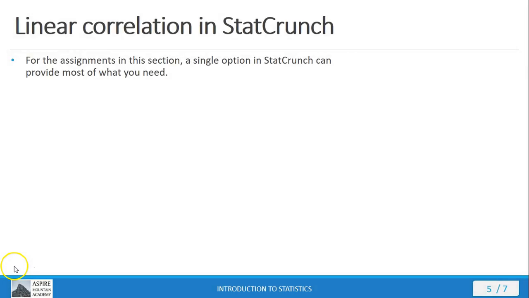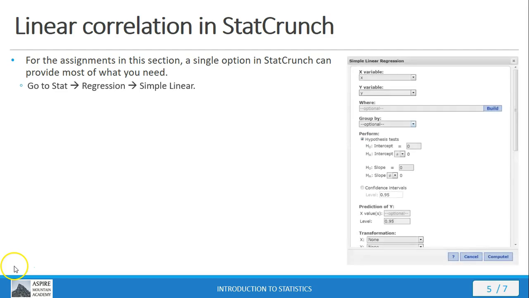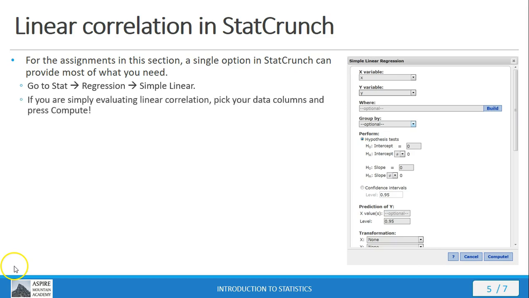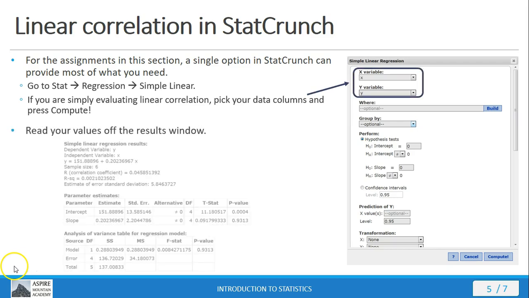Inside StatCrunch, there's a single menu option series that can provide most of what you need. So go to Stat, Regression, Simple Linear. Here in your options window, select your X and Y variables. And then that's all you really need to do for just simple linear correlation. Just select your data and then hit compute, and out comes your results window. And you read the values right off the results window.